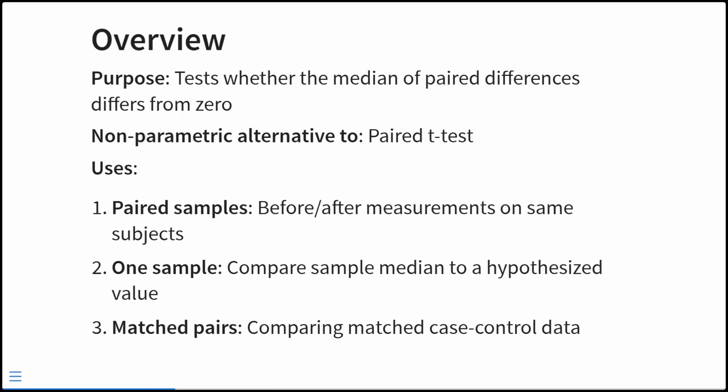Wilcoxon signed rank test. This Wilcoxon signed rank test usually tests whether the median of paired differences differs from 0, and is usually the non-parametric alternative to the paired t-test. So you usually use this for either paired samples, one sample, or matched pairs. We explained previously in the paired t-test that paired samples are observations that are paired.